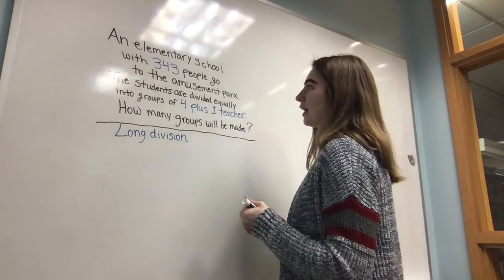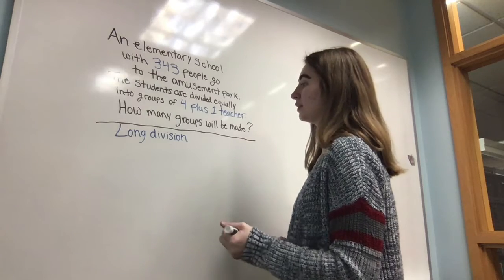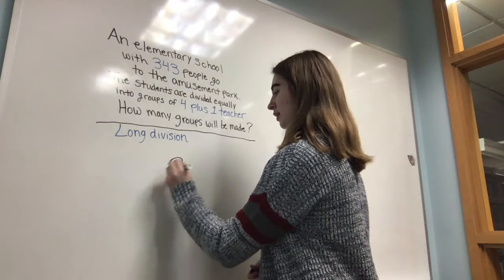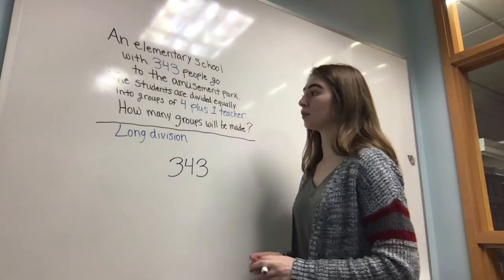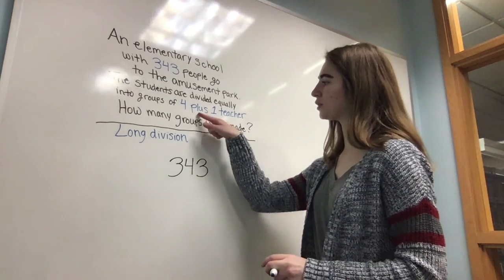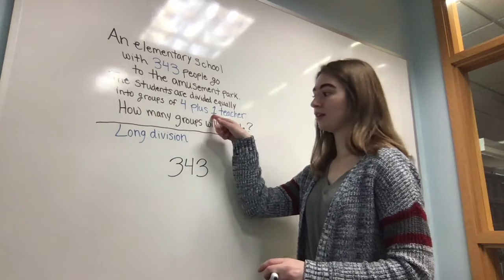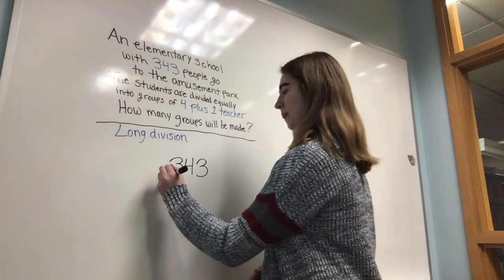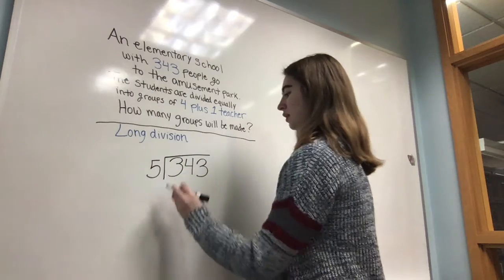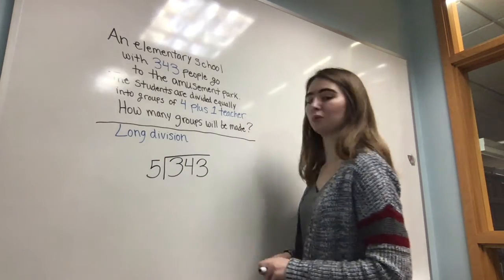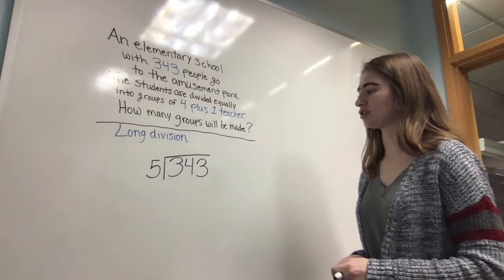So we know that the total number of people is 343. The amount of people in each group includes 4 students plus 1 teacher, 5 people. We want to know how many groups, equal groups, we can make for this equation.